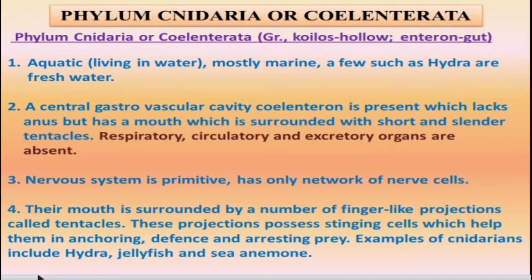The next one, Phylum Cnidaria or Coelenterata, is aquatic, living in water, mostly marine. A few, such as Hydra, live in freshwater. Yes, these phylum animals are aquatic, mostly marine, and few of them, like Hydra, live only in freshwater. A central gastrovascular cavity, the coelenteron, is present, which lacks an anus.